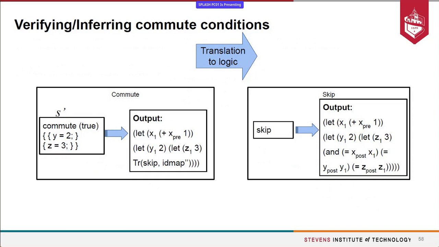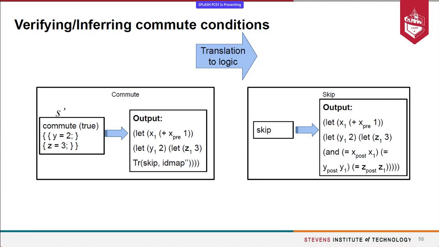And then since there's nothing else left to translate, we denote that with a skip. All the skip does is assert that the post condition of each variable is whatever the most recent version of that variable is in the ID map. So in this case, the entire thing would translate to let x1 be x pre plus 1. That's the assignment statement. And then the commute statement is let y1 be 2 and let z1 be 3.